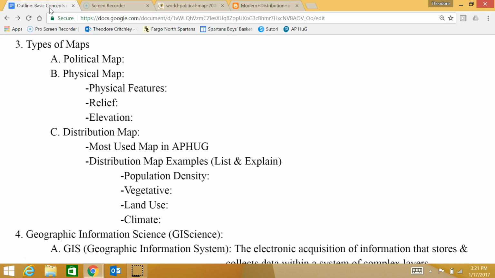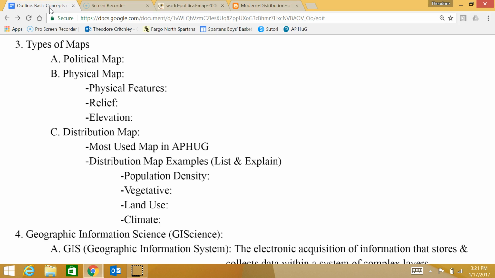Elevation is another thing. It's a height above or below sea level. So when we talk about a physical map, it really shows the topography of a given area. Either it's landforms, bodies of water, the ruggedness, the flatness of land, the height above or below sea level. All that is included within a physical map.